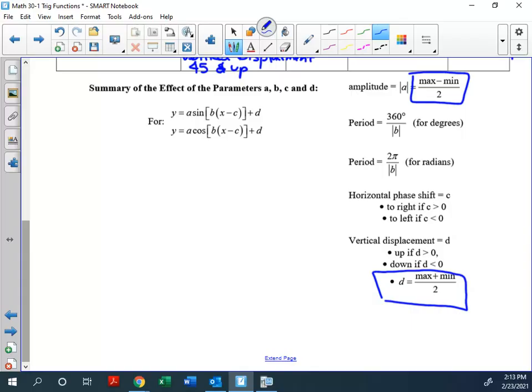Our vertical displacement is our D value. I like to think of that as the middle, the center, the average, and because it's an average of the maximum and the minimum, I would add my maximum and minimum and divide by 2 to find out where that center is.